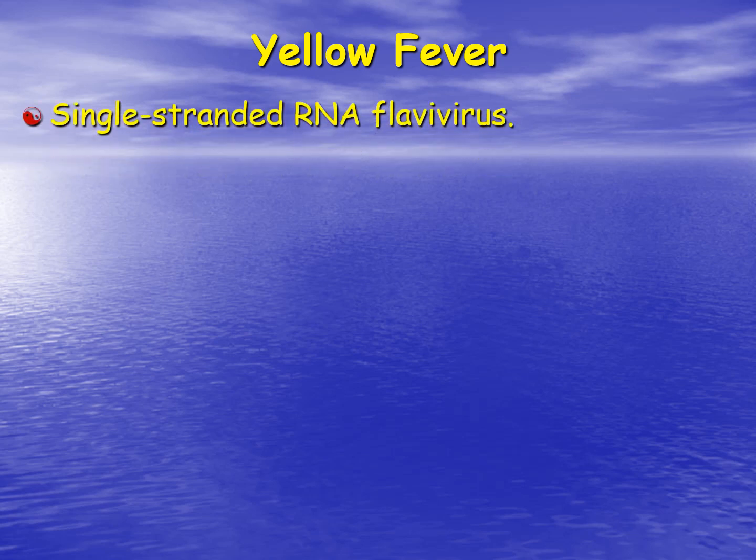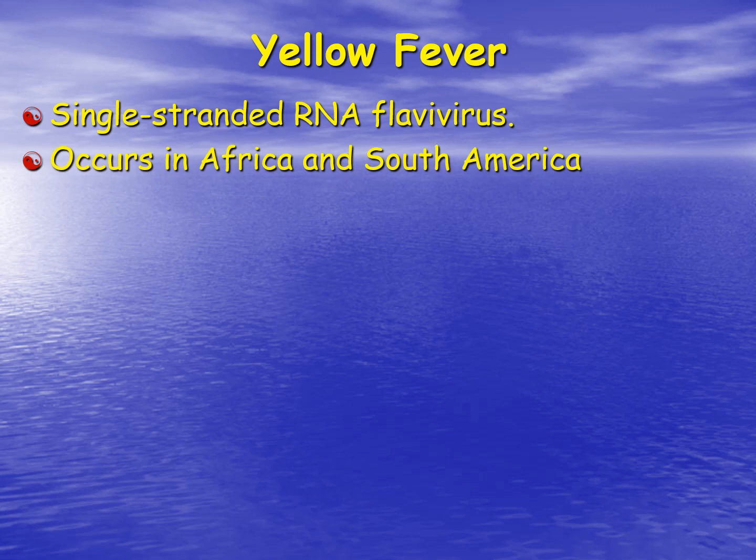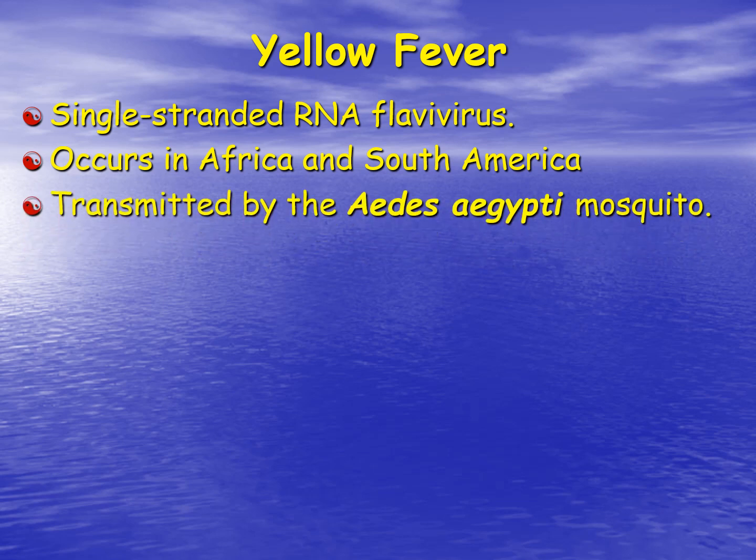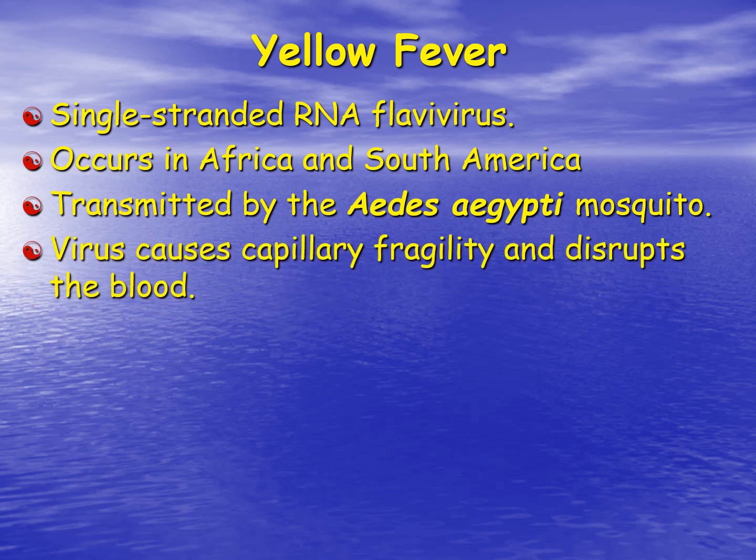Yellow fever is one of these hemorrhagic diseases. Again, this is a single-stranded RNA flavivirus in the Flaviviridae family. Primarily, yellow fever occurs in Africa and South America along the equator because it is actually vectored by the Aedes aegypti mosquito that's found primarily in these regions.